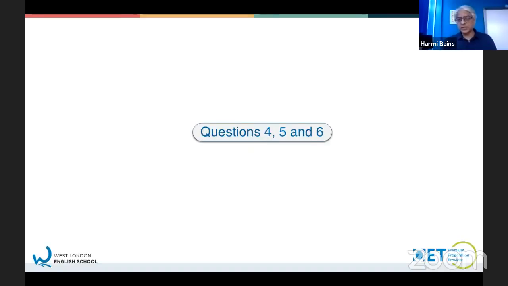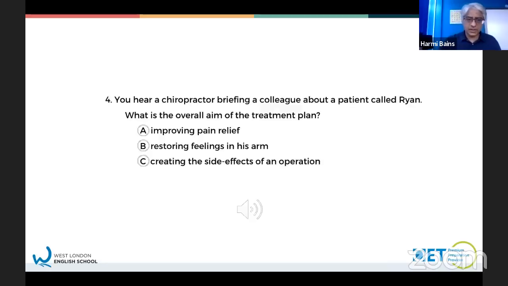This time what we're going to do, we're going to do questions 4, 5, and 6 together. Remember, you've only got 10 seconds with each question, and then we're going to look at the feedback. Okay, good luck, guys. Question 4, you hear a chiropractor briefing a colleague about a patient called Ryan. What is the overall aim of the treatment plan?